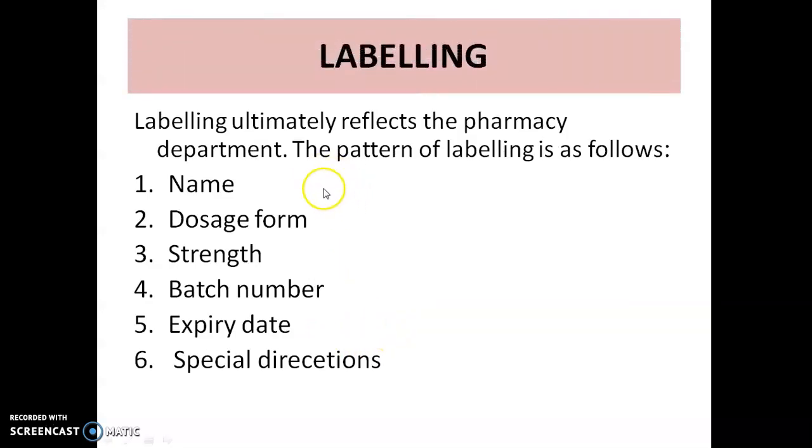Labeling. Labeling ultimately reflects the pharmacy department. Everything depends on the labeling. If the label is proper, then it reflects proper dispensing practice or pharmacy practice. So the pattern of labeling followed includes name, dosage form, strength, batch number, expiry date and special directions.